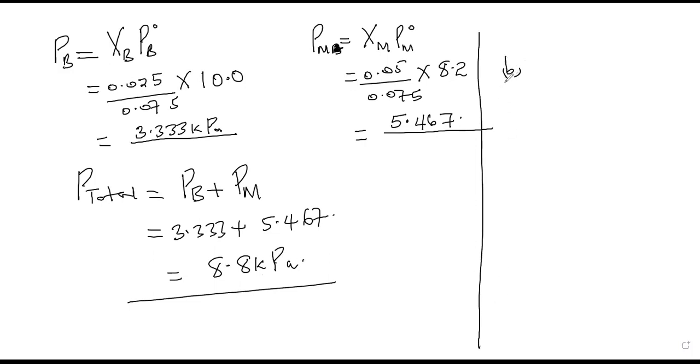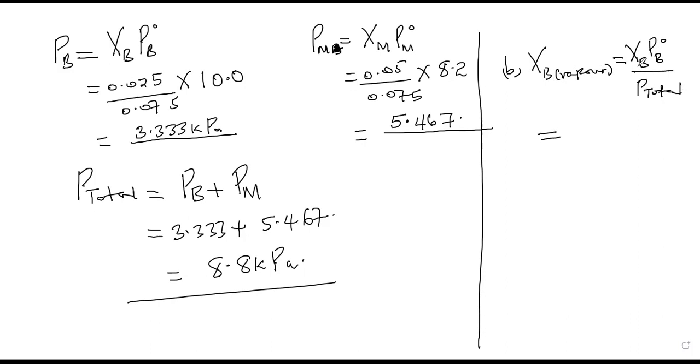Then part B, they want us to determine the composition of the vapor of the above solution. Let's begin with benzene, the composition of benzene in vapor. This is equal to the mole fraction of benzene times its partial vapor pressure in its pure state, out of the total vapor pressure. The composition of the vapor. So we talk about each one separately.